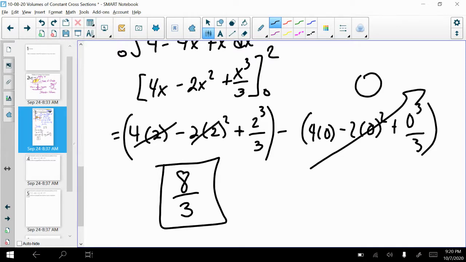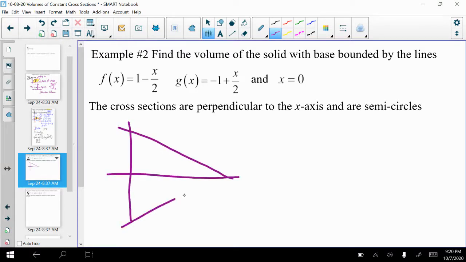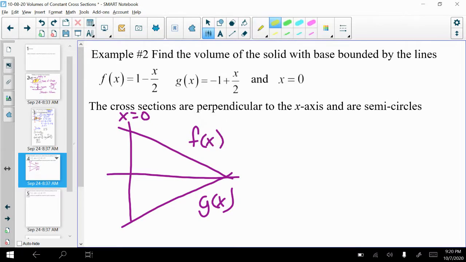Let's try another example. All right, so this one is the same graph. So I'm just going to draw a graph real quick. Here's our f of x. Here's our g of x. And then here's our x equals 0 line. So we see that those graphs that we drew, they are trapping this triangular area. So that's our base, okay?